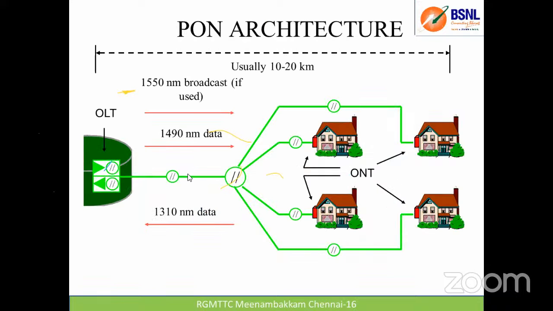This is the PON architecture. This is the OLT. The download stream of the data is 1510 or 1550 nanometer or 1410 nanometer. The upload stream is 1310 nanometer. Usually we have one splitter here. From the splitter, they connect to the ONT for different customer edges or different customer premises.